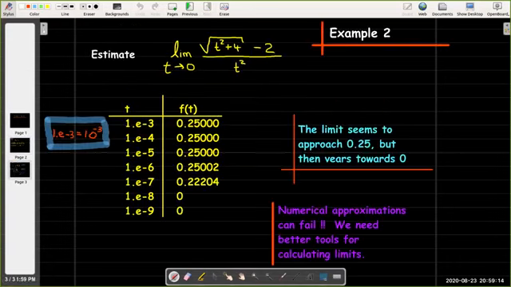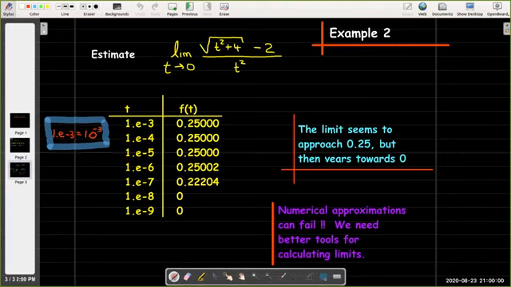So let's look at a second example, which is a little bit more complicated. I'm going to take the limit as t approaches 0 of the square root of t squared plus 4 minus 2, all over t squared. Now, when I start taking some small numbers, I can see that my function value is pretty much stuck at 0.25. So if I only use these small values, then I may think that the limit would be 0.25.